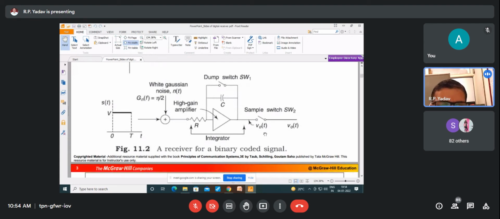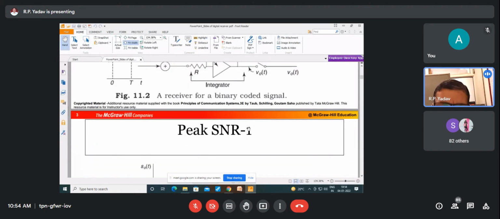In this receiver, we have already studied the integrator and dump circuit. That's the dump switch; the dump switch essentially means you have to discharge the capacitor so it can be charged again. And that's my sampling switch, with which I am sampling. This input gets corrupted by noise, and the noise is white Gaussian noise, which is random, with a power spectral density of eta by 2. When these get added, that is what gets fed to my receiver, where I have a gain amplifier and then this integrator.